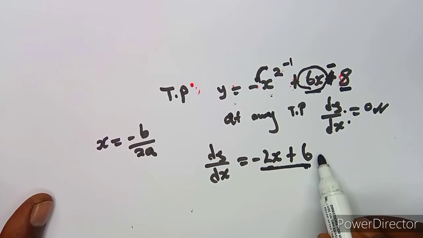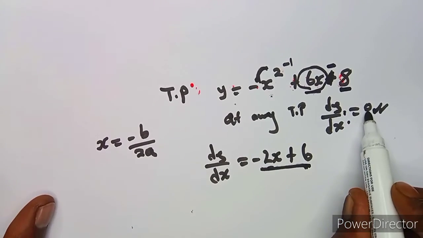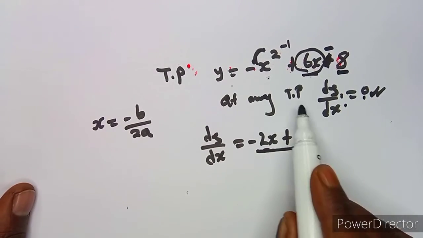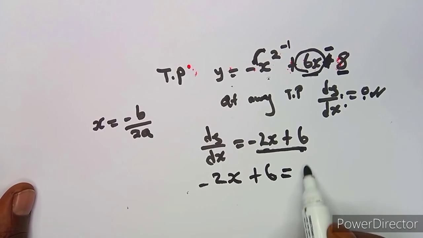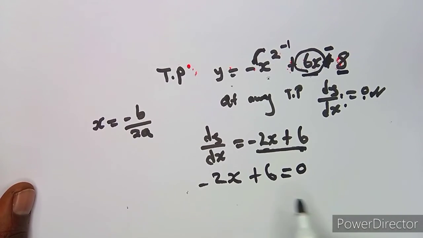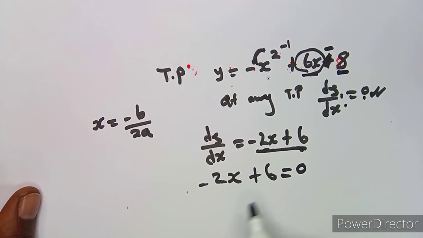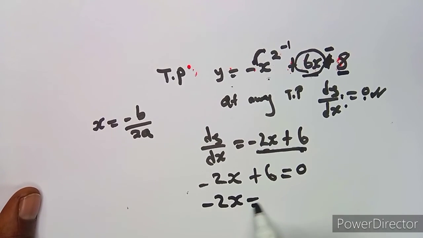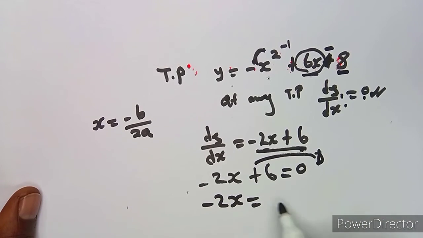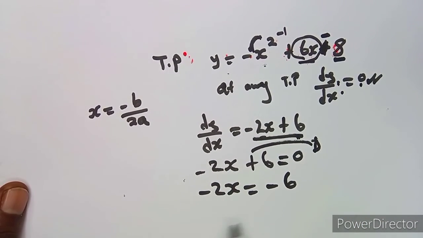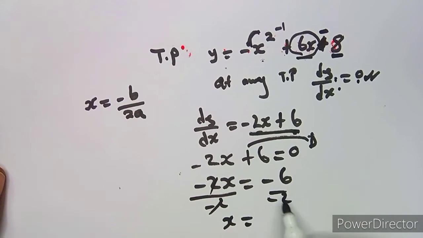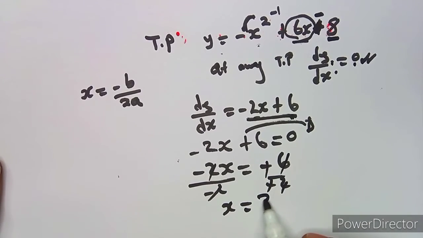So we are saying this is equal to 0 at any turning point. So that's minus 2x plus 6 must be equal to 0. We can solve for x, which is minus 2x is equal to negative 6. So let's just divide and see what you're going to obtain. That's the value of x at the turning point, which is a 3.